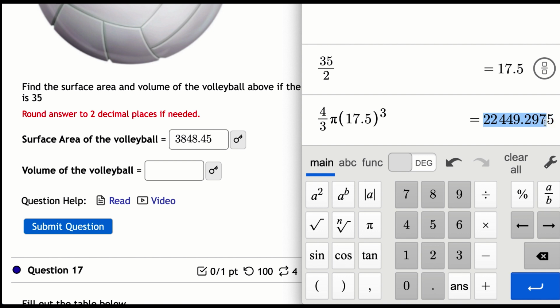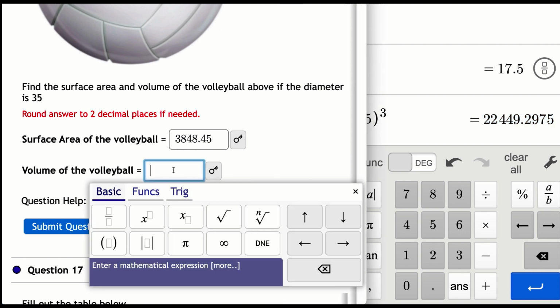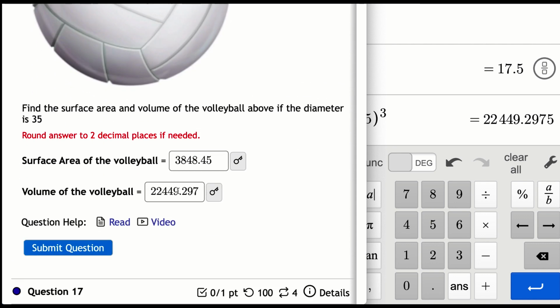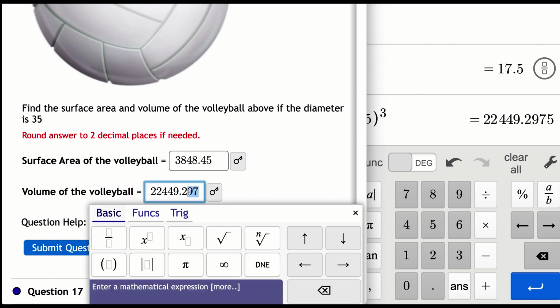It's pretty big, and that's my volume of this volleyball in cubic centimeters. It's a lot of cubic centimeters. And then in this case, if I round it correctly, that 7 would make the 9 turn to a 10, which carries the 1 that makes that then 0.3.